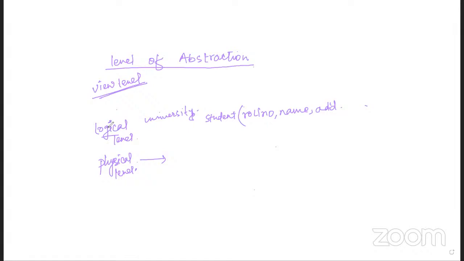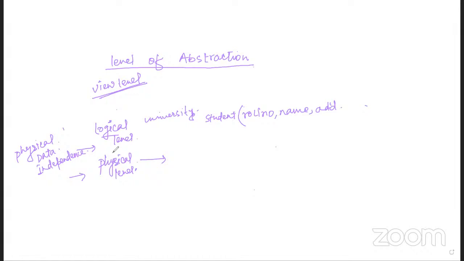The physical data independence is present between the logical level and the physical level. So can someone tell me what physical data independence is? This term means that without disturbing the logical level, you can change the physical level. This is the lower level, the next is the higher level, and this is the higher level of abstraction. Whatever changes you make in the physical level will not affect the upper level.